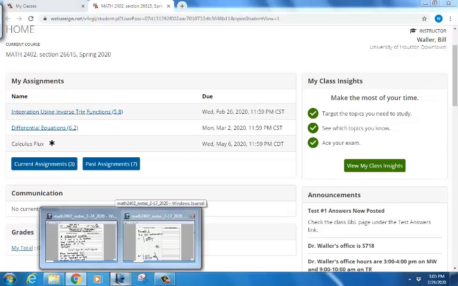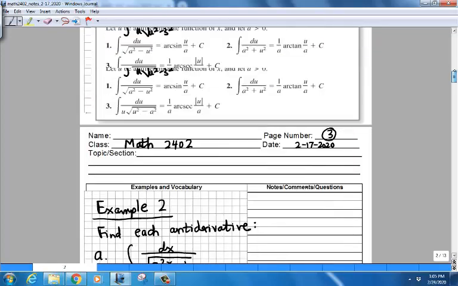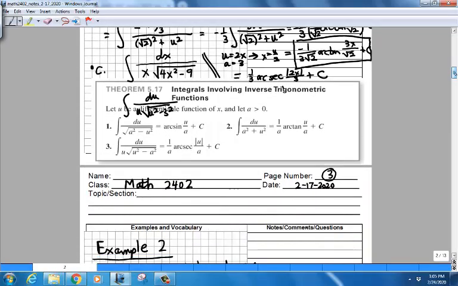Okay, all right, so we're going to start again where we were last time in the notes. We were looking at examples here of integrating using inverse trig functions. So here's the next example we're going to do, but just to remind you, there are the key formulas that we're going to be applying when we're integrating using inverse trig functions.